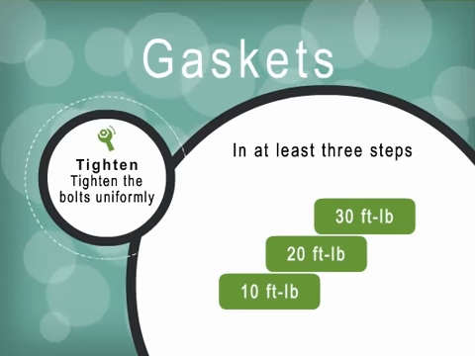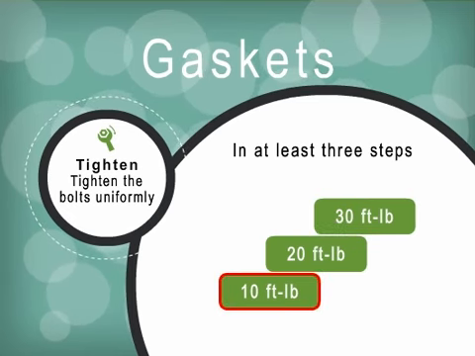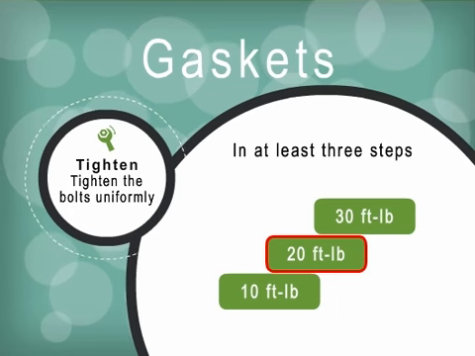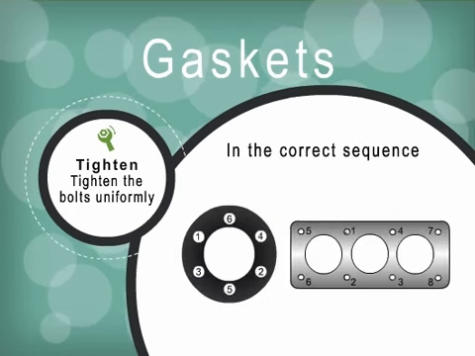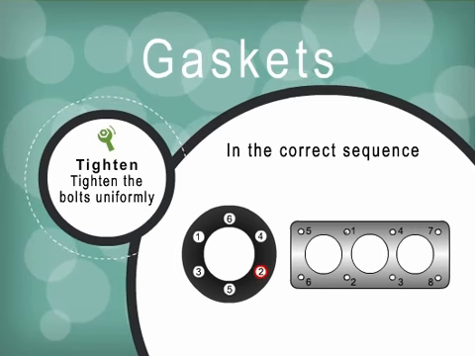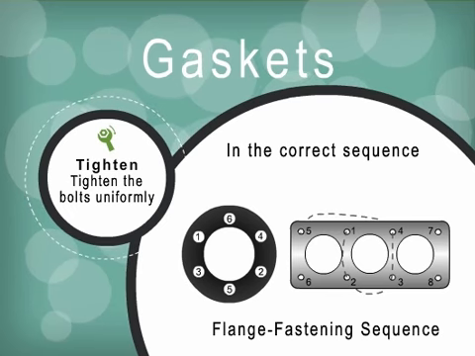For example, if the final bolt torque is 30 foot-pounds, first torque to 10 foot-pounds, then 20 foot-pounds, and finally 30 foot-pounds. It is also important to follow the correct pattern for tightening the bolts. Observe the typical flange fastening sequence for circular and rectangular gaskets.